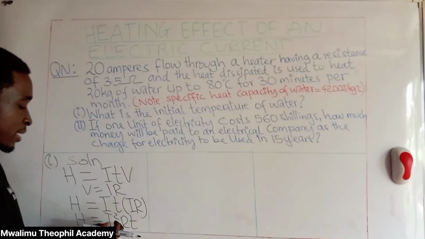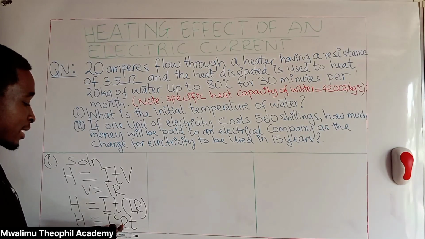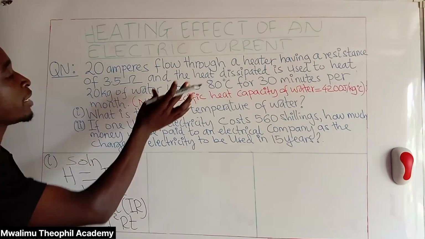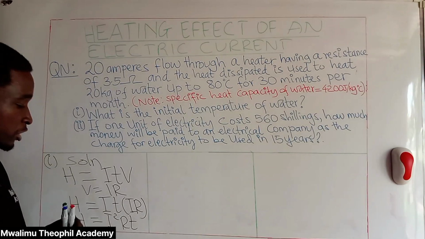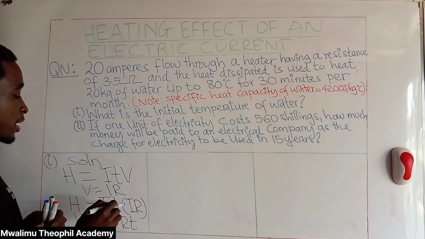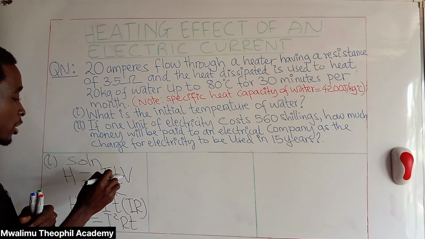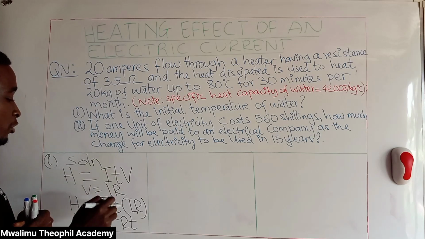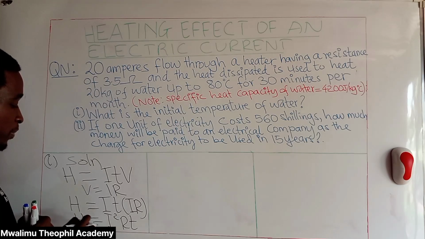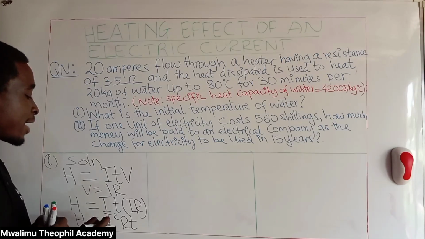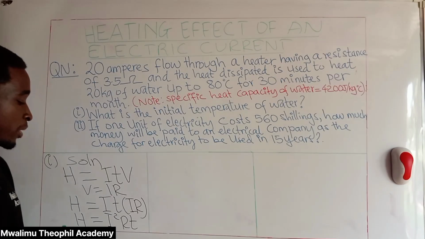I have expressed this in terms of resistance, time, and current because in the data we have in our question, we are given the resistance and not the voltage. So that's why I have changed the formula. Instead of including voltage, I have changed it into resistance. That's why the formula which is going to be used is: heat dissipated is equal to the square of the current times resistance times time.